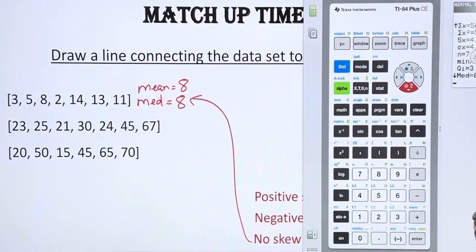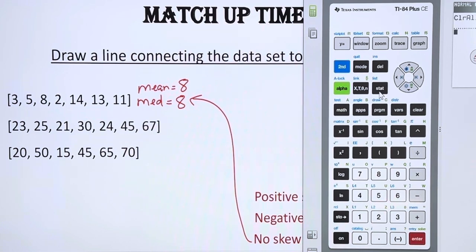No skew. Okay? That's what it means. No skew. So that one's done. So now we've got to figure out the other two. So I'm going to clear out my list. So second plus 4, enter. And I'm going to put in the second one.